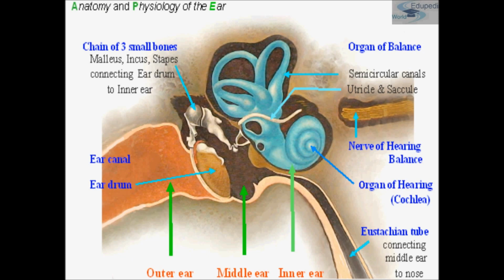Okay, and please note that apart from hearing, the function of ear is to maintain a balance or to maintain body equilibrium. Okay, and that's why it has a nerve of hearing balance. Okay, and this is the organ of hearing which we call cochlea. And this is the Eustachian tube that connects middle ear to nose. That means our nose is connected with the middle component of the ear, that is middle ear.